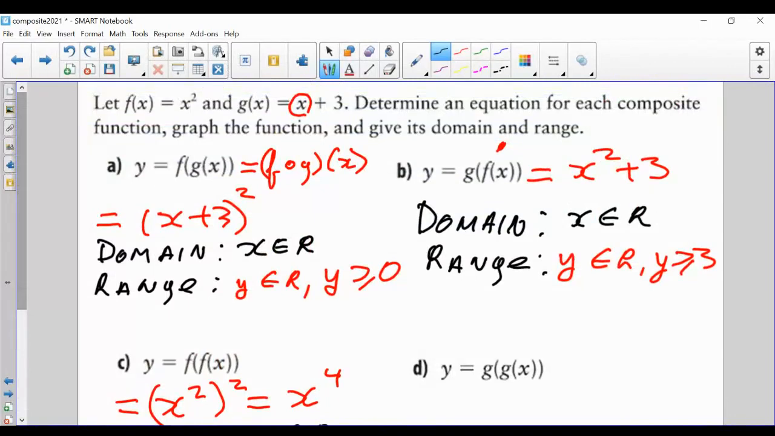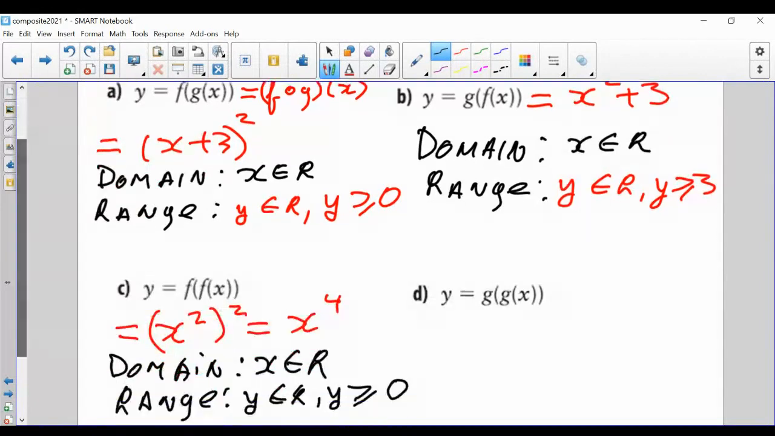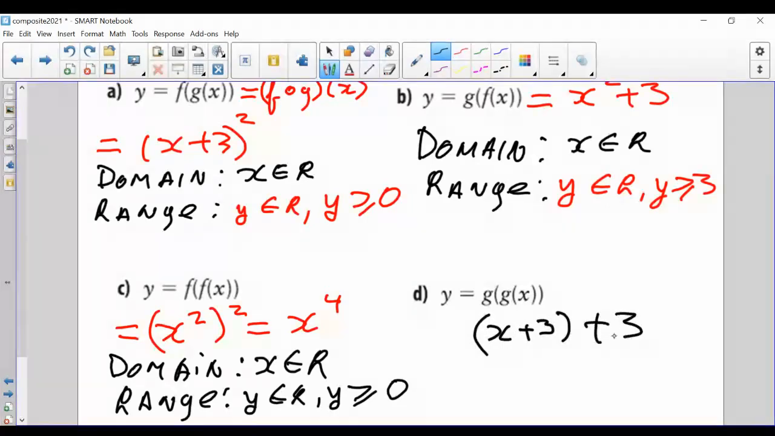So the d function says, put the g function into the g function. So whatever the g function is, take that and replace that as the x back into the g function. So look at what Chrysania just did, and Alexander and Donna are agreeing with Chrysania. So it's the x plus 3 function plus 3. That's what it's equal to.